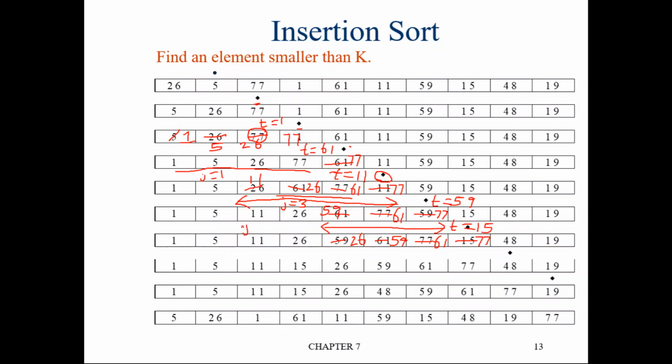So at this point j is what? 0, 1, 2. So a of j plus 1 will be replaced with t. So this will become 15. Okay. So that here you got 15, 26, 59, 61, 77.